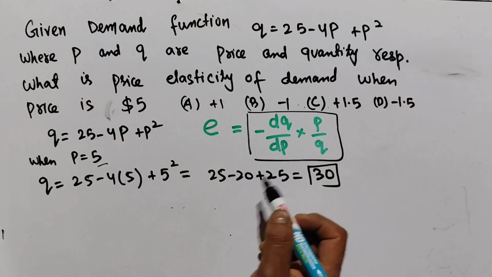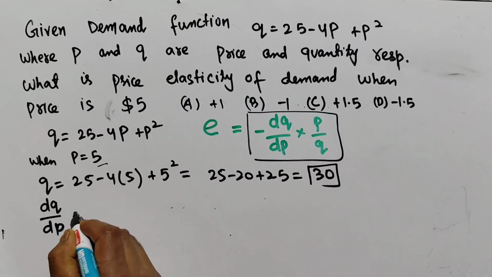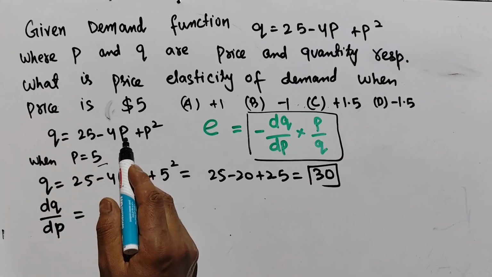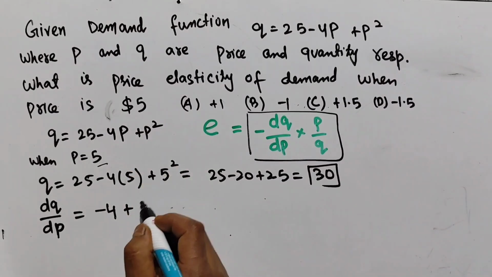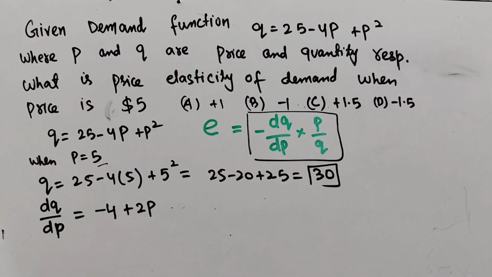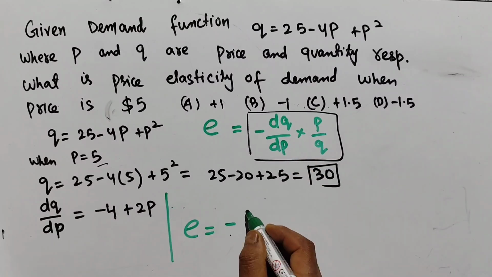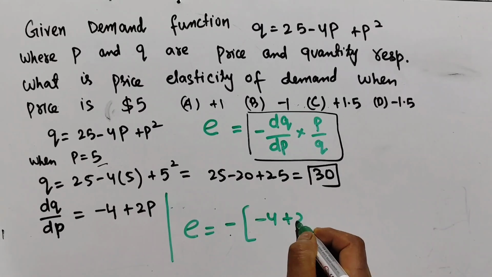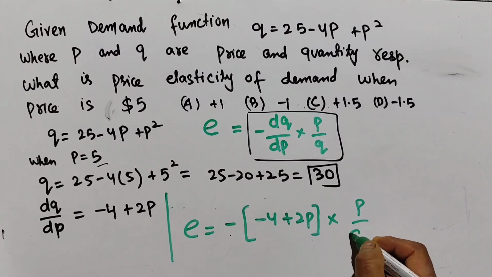Next we need to find out this derivative, that is the change in the quantity demanded due to the change in the price, that is the derivative of this function with respect to p. Derivative of a constant is 0, derivative of p in the second term will be 1, so we are left with minus 4, plus derivative of p square is twice p. Okay, now we can apply the elasticity of demand formula, that is elasticity is equal to minus dq upon dp times p upon q. So we have first minus, then dq upon dp is minus 4 plus 2p times p upon q.